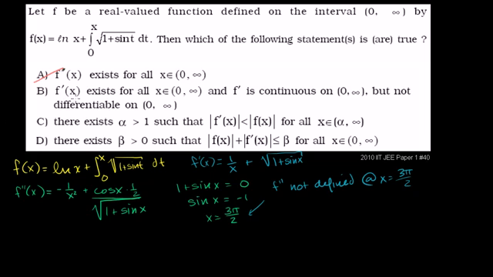Now choice B says f prime of x exists for all x's greater than 0. Well, that seems to be the case. You can't put x equals 0, but that's not in the interval. And f prime is continuous on 0 to infinity. Yeah, it's continuous, no obvious discontinuities here. But not differentiable on 0 to infinity. Well, it's clearly not differentiable everywhere on 0 to infinity. The derivative of the first derivative, the second derivative, does not exist at x equal to 3 pi over 2.